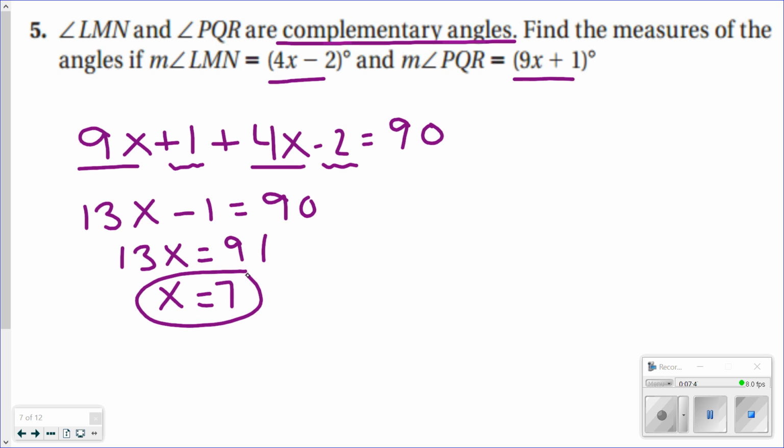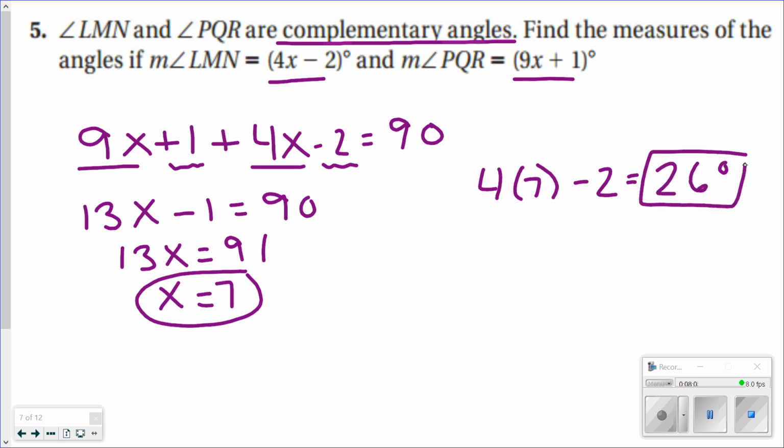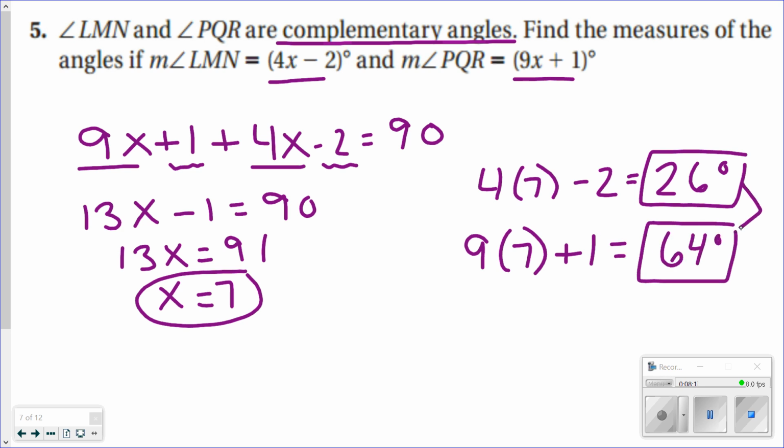That's not my answer though, because I wanted to know what are the two angle measures, so I have to plug x back into my equations. So we'll start with the first one, 4x minus 2. So 4 times 7 minus 2 is equal to 26 degrees. And my second equation, 9x plus 1, I have 9 times 7 plus 1, that is equal to 64 degrees. Make sure when you add those up, it adds up to 90, and it does. So I am correct.